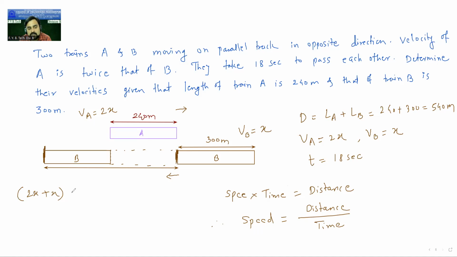So it will be 2x plus x, which is equal to the total distance, 540, divided by the time, 18. If you solve this, you will get the value of x. So x is equal to 10. 10 what? Kilometer, meter, centimeter? It is meter per second. And x is nothing but VB, velocity of train B. And what is the velocity of train A? It is 2x, which is 20 meter per second, which is VA.